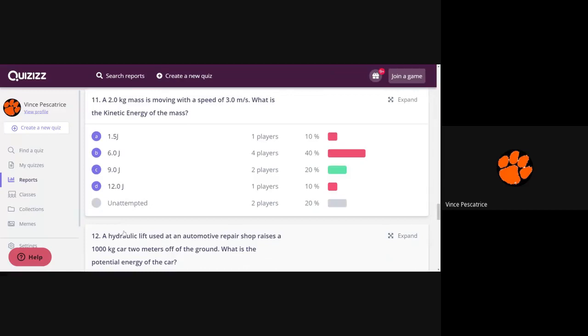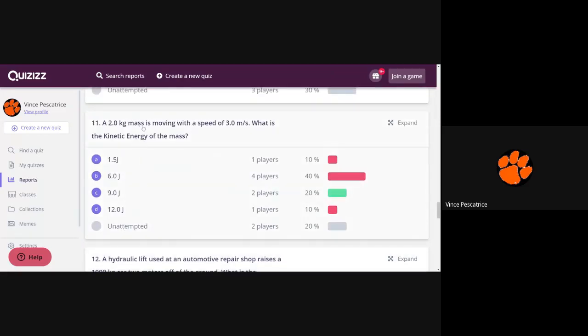This one we need a lot of help on. A 2 kilogram mass is moving at a speed of 3 meters per second. What is the kinetic energy of this mass? Let me move over here. So 2 kilograms at 3 meters per second. I meant to do this one with just easy math to make it simple for you.